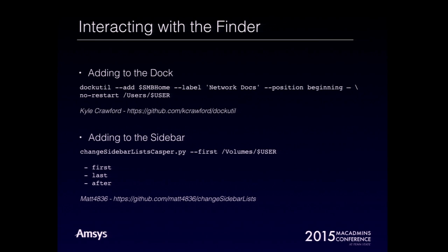Okay, so the other couple of things that we do are just for the user experience, polishing it. Add it to the dock, and we just use docutil these days for this kind of thing. I'm not a big fan of managing docks if I can possibly help it, but in school environments we tend to more. This will just add the network drive to the end. The question was how do you remove it from the dock if you want to. There's an equivalent remove command for docutil. I think it is just minus remove or something like that.